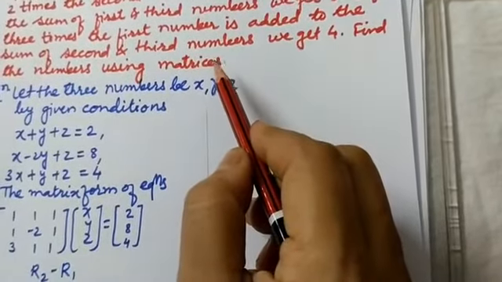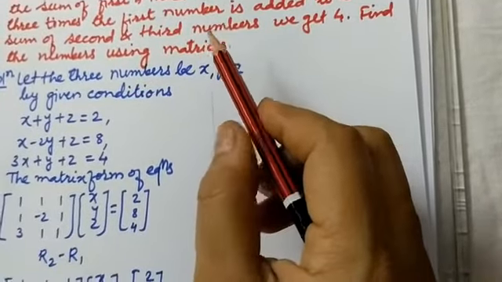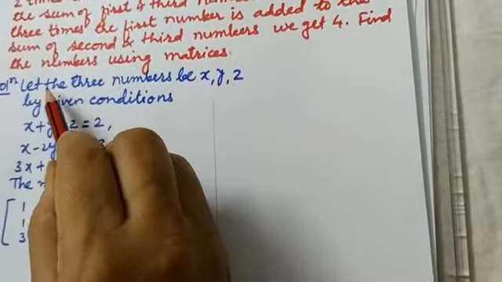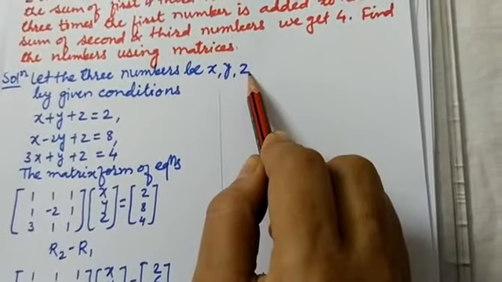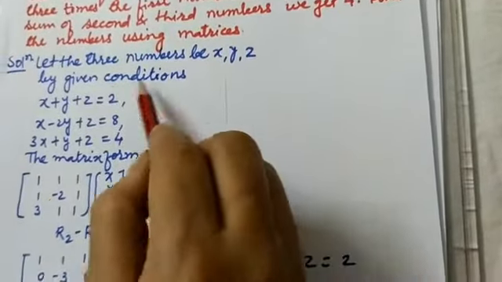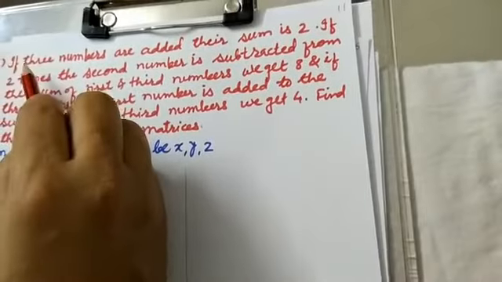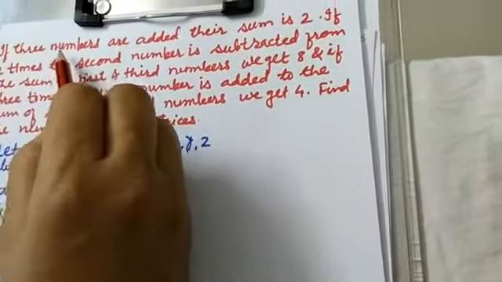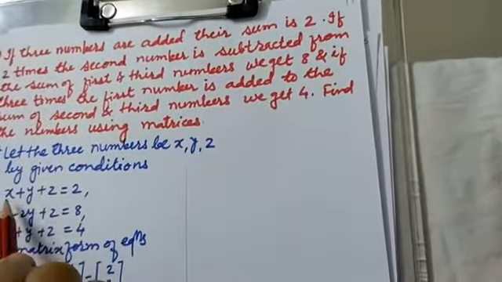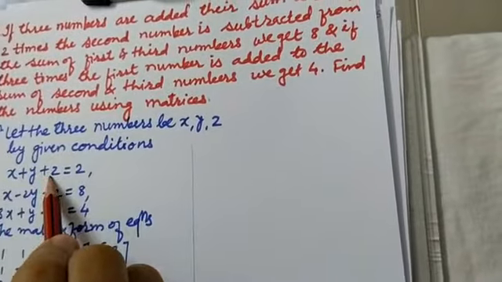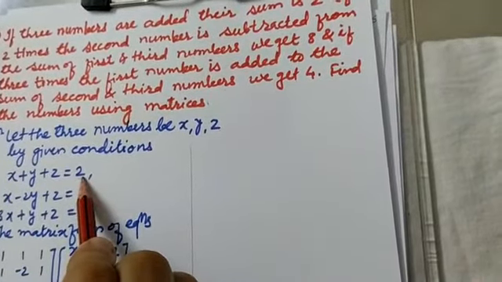So here, in this case, we want to find 3 numbers, 3 variables. Let us consider the 3 numbers to be x, y, z, whose values we are going to find by the reduction method. Now, by the given conditions, we will first write down the conditions. The first condition is, if 3 numbers are added, their sum is 2. Added means x plus y plus z. These are the 3 numbers which are added. After adding these numbers, we get the value 2.